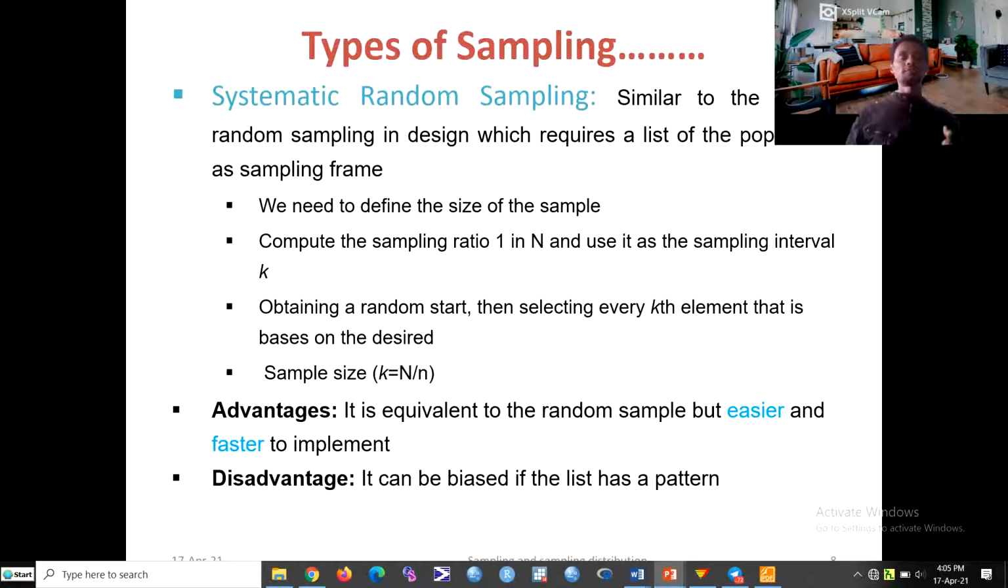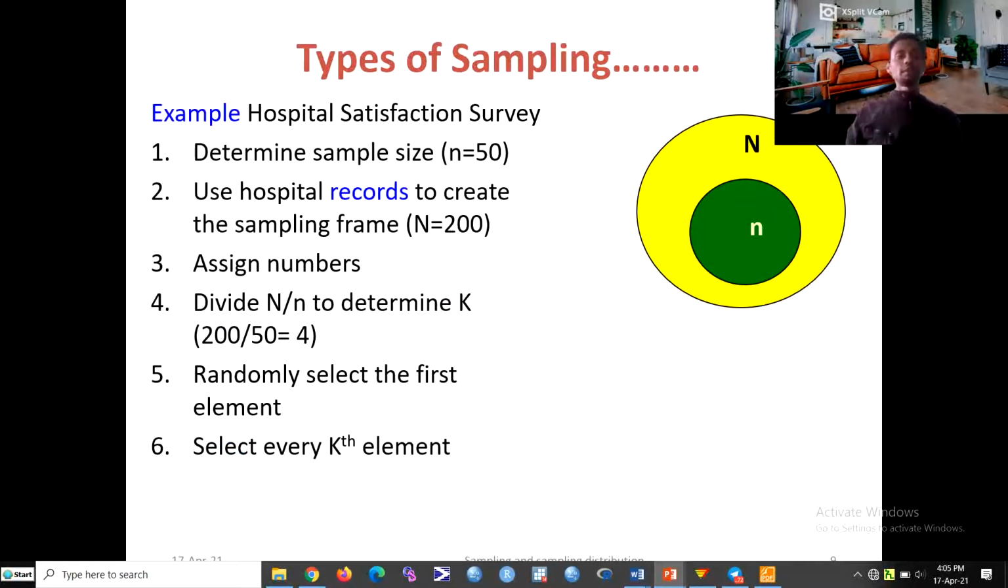So for example, if you take the first one, and you will take the 1 plus k case, the 1 plus 2k case, the 1 plus 3k case, and unfortunately, if this has a pattern, this may lead you to some bias, right? So let us see by example.